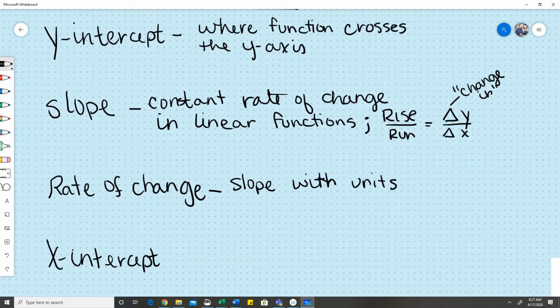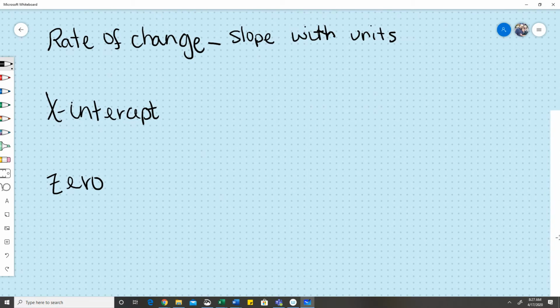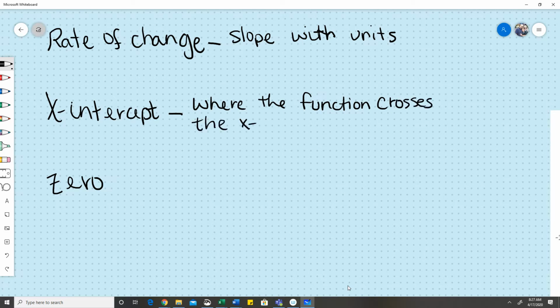Okay? All right, a couple more definitions for us. We've got x-intercept. The x-intercept, just like the y-intercept, is where the function crosses the x-axis. So again, any function, whether it is linear or quadratic or cubic, if it crosses the x-axis, it has an x-intercept. And if you hear zero of a function, or you're asked to find the zero of a function, that's just the x value of the x-intercept.